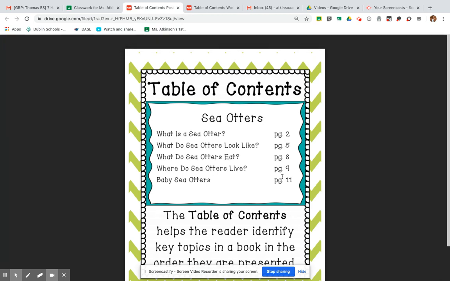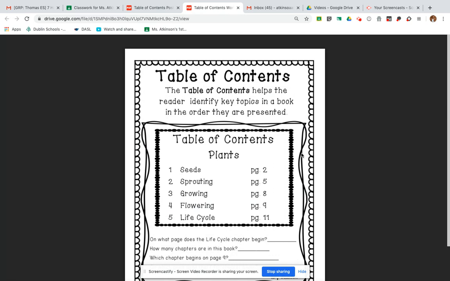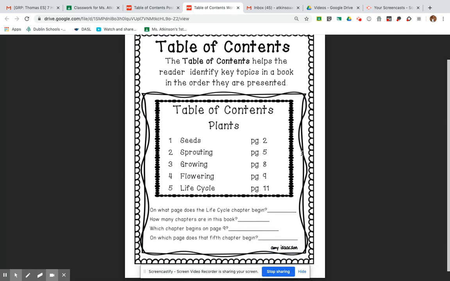So say Miss Atkinson is wondering if sea otters eat grapes. I wonder where I could find that information. Well, I could look here at the table of contents and I see that it says, "What do sea otters eat?" And that information is on page 8. So if Miss Atkinson wants to know if sea otters eat grapes, she could look on page 8 to help her. All right, friends, let's go ahead and go over to the worksheet for the table of contents and let's see what more learning we can do.